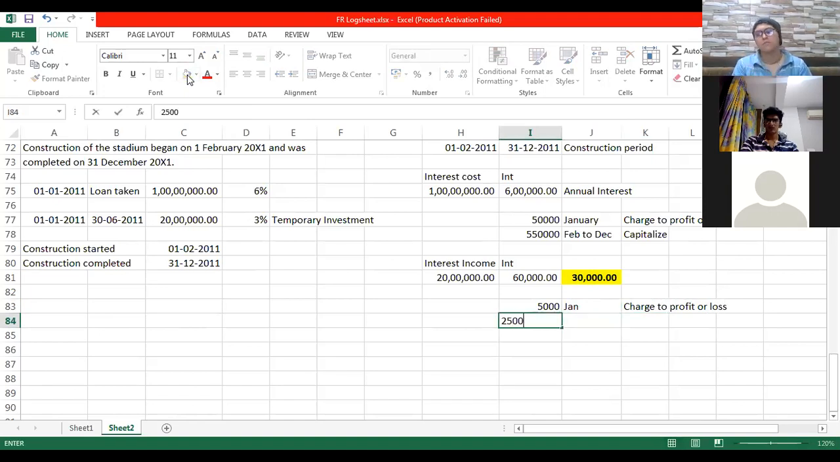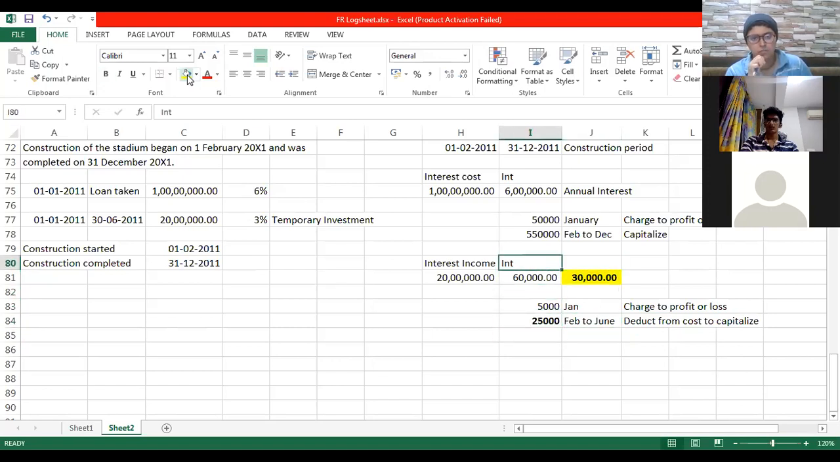And the remaining 25,000, that is from February to June, deduct from cost to capitalize. So we need to deduct from capitalization. So how much are we going to capitalize during the year? 550. How much temporary investment income was earned during the construction period? That is 25. So how much we are going to capitalize for the year is 550 minus 25,000. So net 525,000 is the cost that we are going to capitalize as cost of asset.